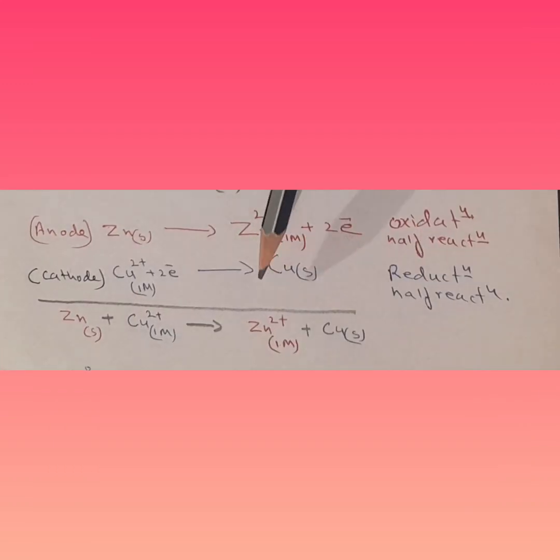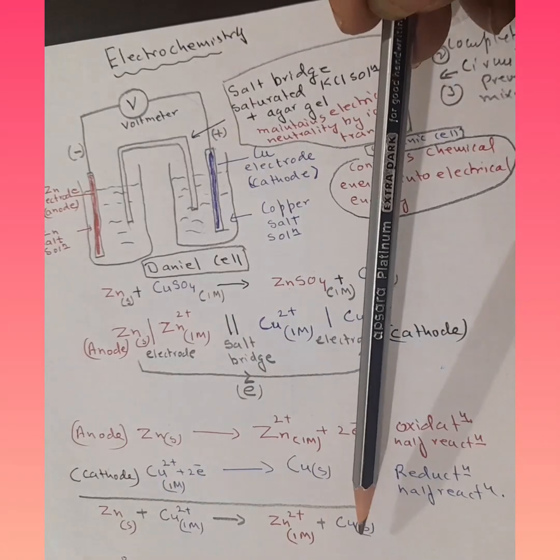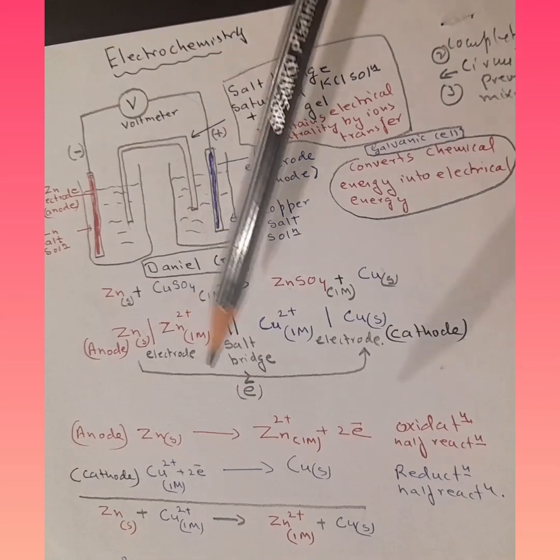Okay, now let's sum up both the reactions. On summing up, we cancel the electrons, this gets cancelled, this gets cancelled. So what we are left with is zinc and Cu2+, giving Zn2+ and Cu solid. So it is zinc solid, copper solid. Zinc solid keeps on reducing and copper solid keeps on increasing over here.